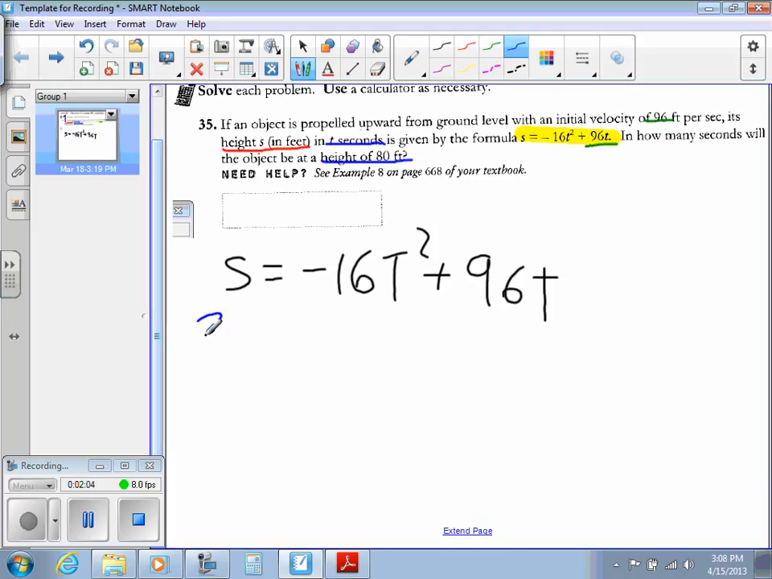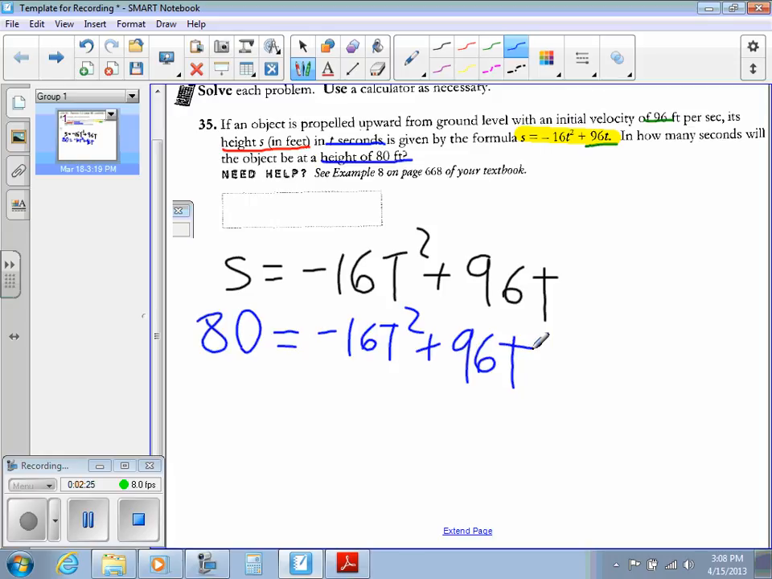So we're going to plug in 80 equals negative 16t squared plus 96t. And we're solving for time, we're solving for t. Our t is squared, so this is a quadratic function. As always, we're going to get everything on the same side, set the equation equal to 0, and factor it to solve. So we will subtract 80 from both sides.